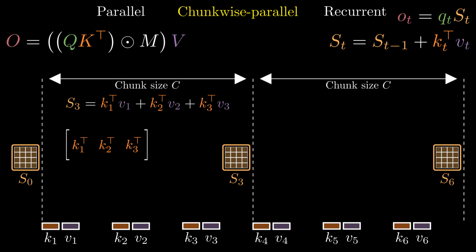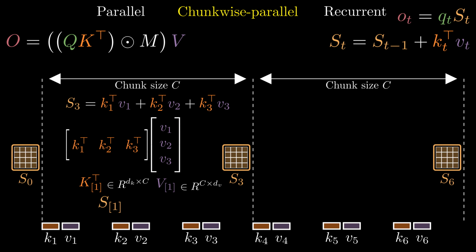We form the key matrix K1 by stacking the transpose of the key vectors in the first chunk along the columns, and the value matrix V1 by stacking the value vectors in the first chunk along the rows. The state matrix at the end of the first chunk can then be computed using matrix multiplication. This matrix multiplication formulation facilitates efficient computation by leveraging tensor cores in GPUs. Furthermore, we do not need to materialize the state matrix at every step within the chunk.